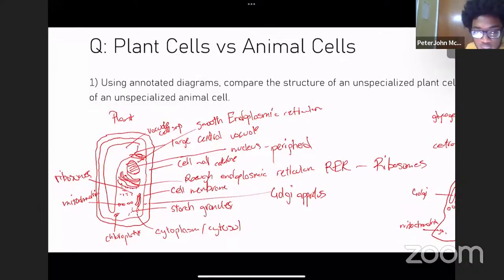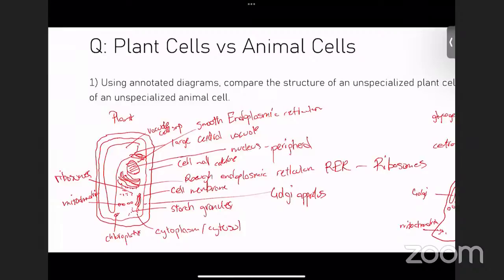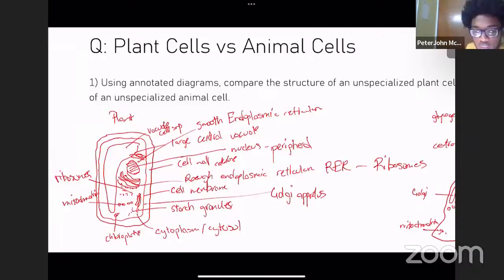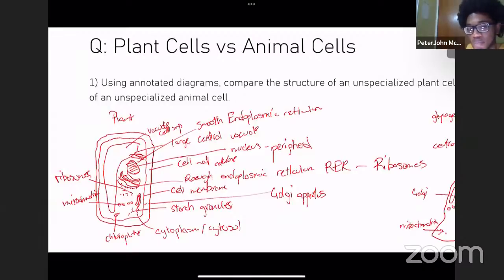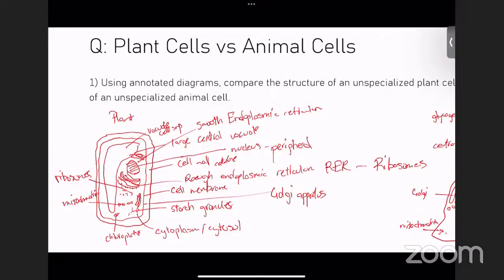Anybody have another idea? Allow substances in and out of a cell. Yeah, to create a barrier between the cell and the external environment. So protection, yes, but it's a barrier. Like if you put something in a plastic bag, nothing comes out and nothing can go in. Same concept.